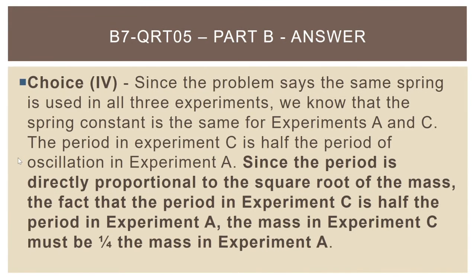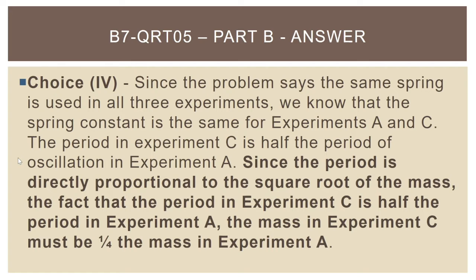Of course, since the problem says the spring constant is the same because we have the same spring, we want to focus on the period. The period in experiment C is half the period in A. Since the period is directly proportional to the square root of the mass, the fact that the period in experiment C is half means the mass in experiment C must be a quarter.